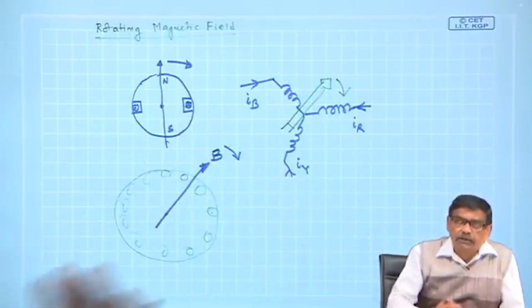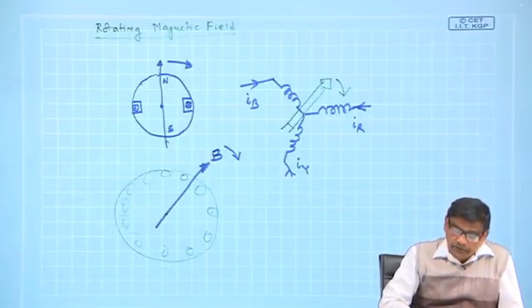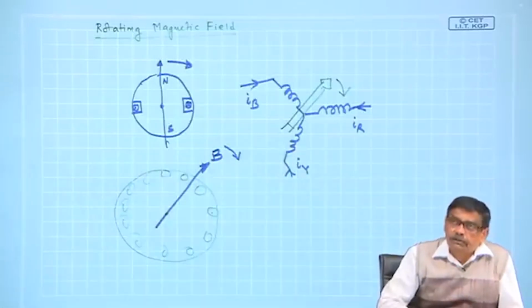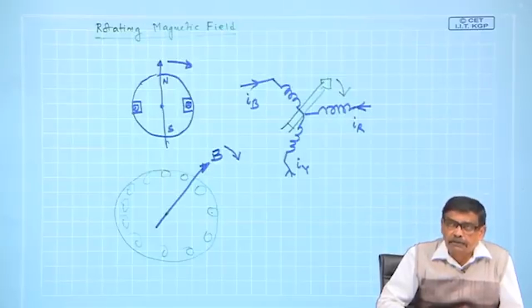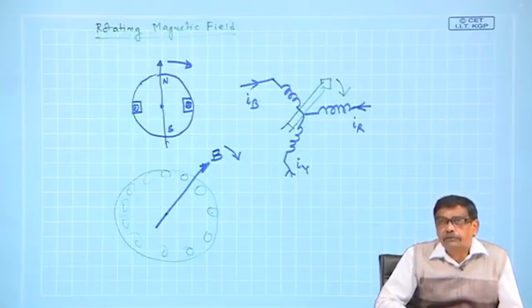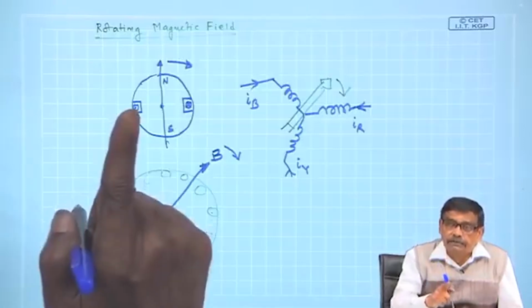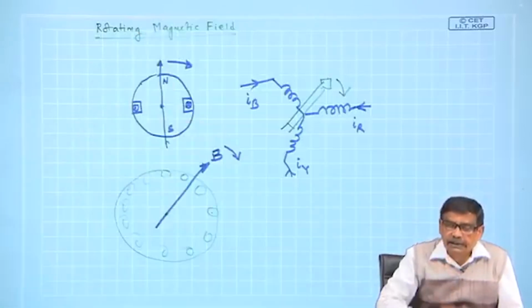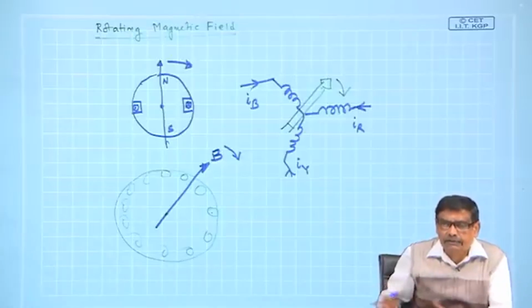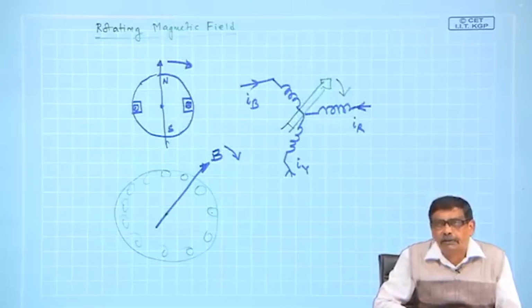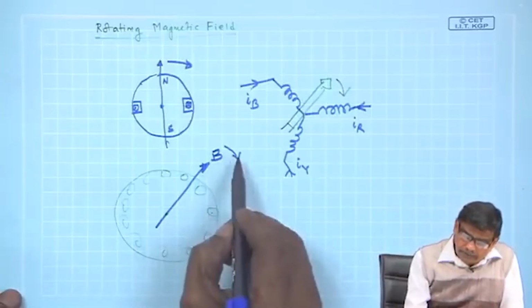Suppose it is moving in the clockwise direction. Now, the big question is: what is the speed of this rotating field? The strength of the field we have seen is constant. How much is it? 3 by 2 into B max. What is B max? B max is the maximum value of flux density of a particular phase when it carries I max current. Each phase carries I max current, but not simultaneously; at regular intervals of 120 degrees they will carry it. Therefore, this is the thing.